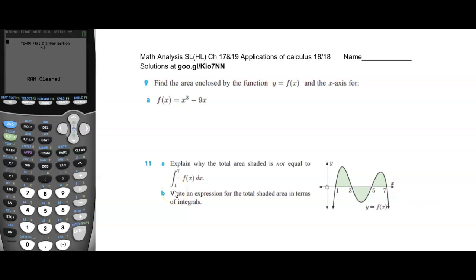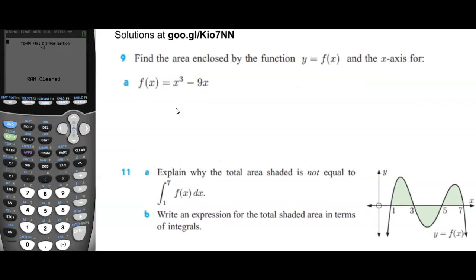Page 18 of Applications of Calculus. Find the area enclosed by the function y equals f of x and the x-axis, where the function is x cubed minus 9x. I guess the first thing we should do is draw a sketch. Remember, the x cubed function looks like this, right? So when does this x cubed function intersect the x-axis?